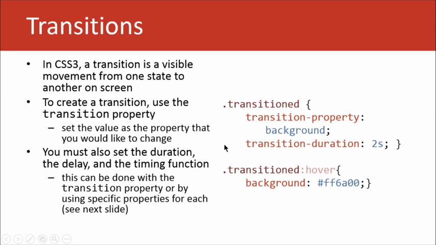All right, next, we got transitions, okay? A transition is a visible movement from one state to another on screen. And so to create a transition, you want to use the transition property and then set the value as the property that you would like to change.